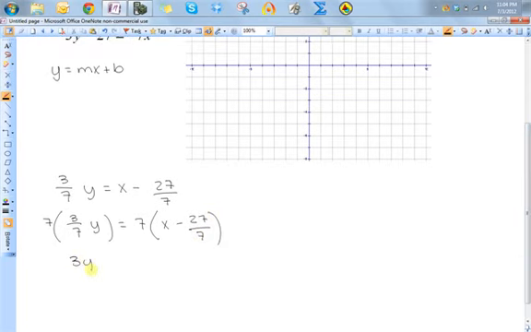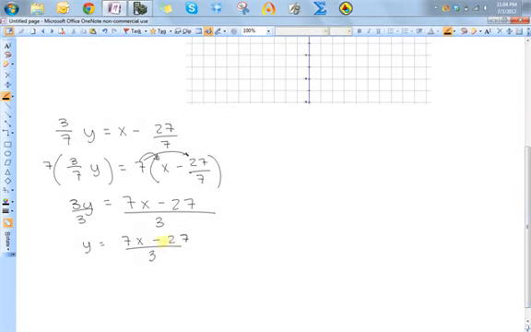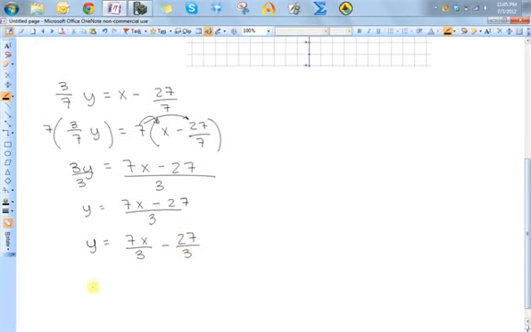So that'll give me 3y is equal to 7x. You have to make sure you distribute this to each of the terms here, minus 27. Now all I need to do is get rid of this 3 in front of the y, and I'm going to do that by dividing both sides by 3. So I have y is equal to 7x minus 27 over 3. Whenever you have two things being added or subtracted from each other in a numerator divided by a single number in the denominator, you can divide each of the terms by that number. So it would be y equals 7x over 3 minus 27 over 3. Well, 27 divided by 3 is just 9. So y is equal to 7x over 3 minus 9.